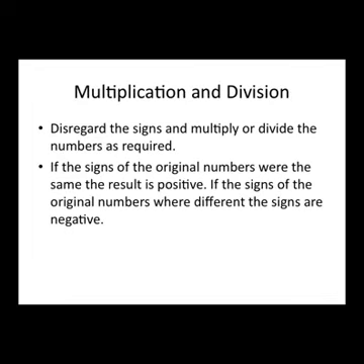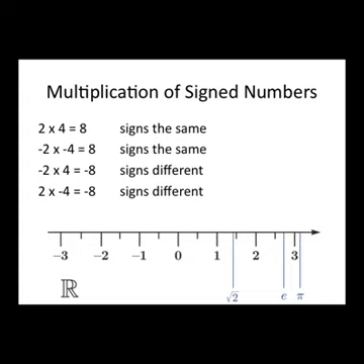Multiplication and division, disregard the signs and multiply or divide the numbers as required. If the signs of the original numbers were the same, the result is always positive. So a negative 4 times a negative 8 is a positive 32. If the signs of the original numbers were different, the result is negative. So a negative 5 times 2, because that's a positive 2, is a negative 10.